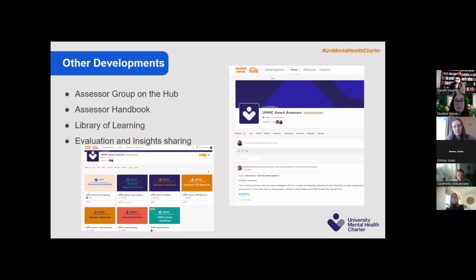just remind you that there's an assessor group on the hub. So if you go on Charter, and some of you might be in the program members group, but there's a group under that where we have the assessor group, and this is a space for you. There's resources there, but also a space for you to have some peer support and discussions. We will have an assessor handbook coming out in the next couple of months as well, and we're also working on a library of learning with a lot of resources.